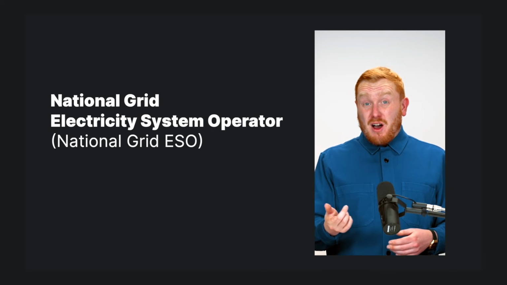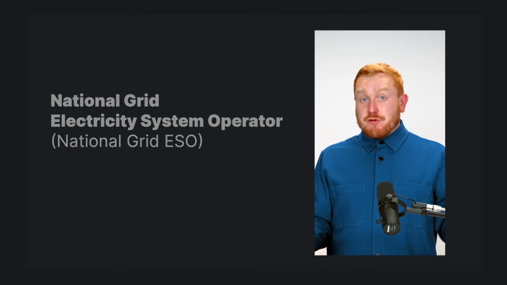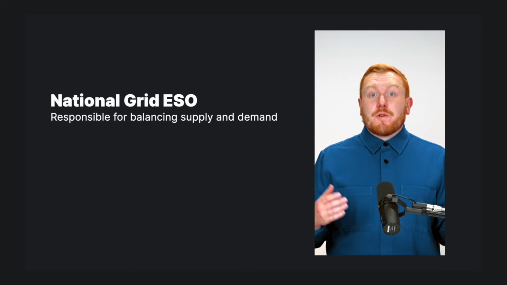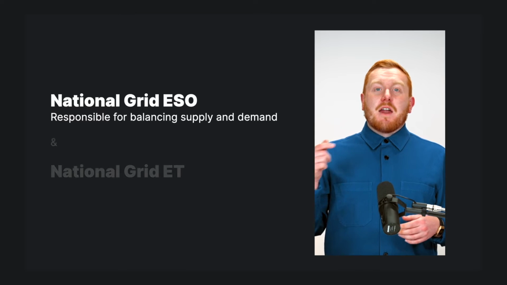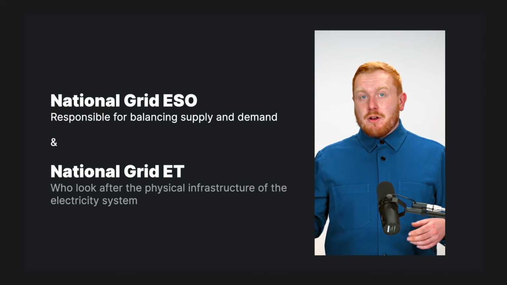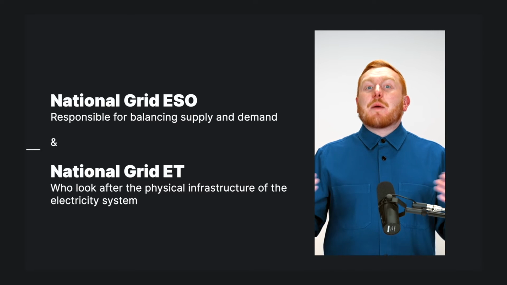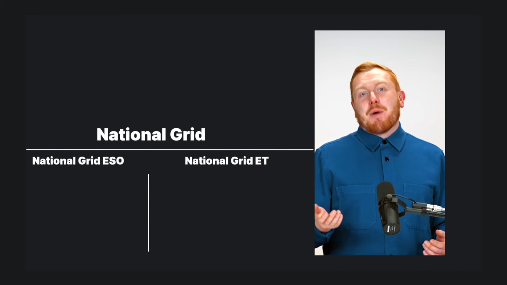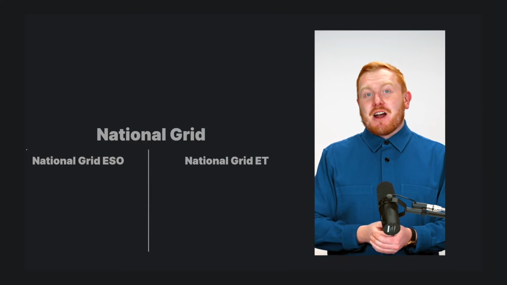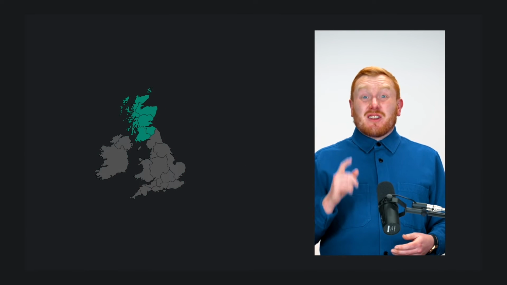National Grid ESO, the system operator I introduced earlier, who are responsible for balancing supply and demand, and National Grid ET, who look after the physical infrastructure of the transmission system, are two separate entities, albeit both operating under the National Grid umbrella. In Scotland, it's slightly different.